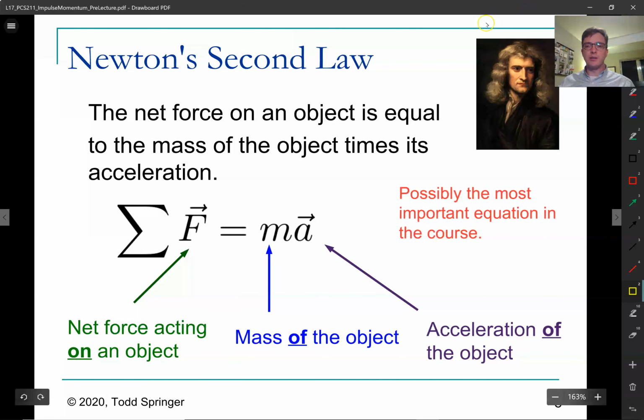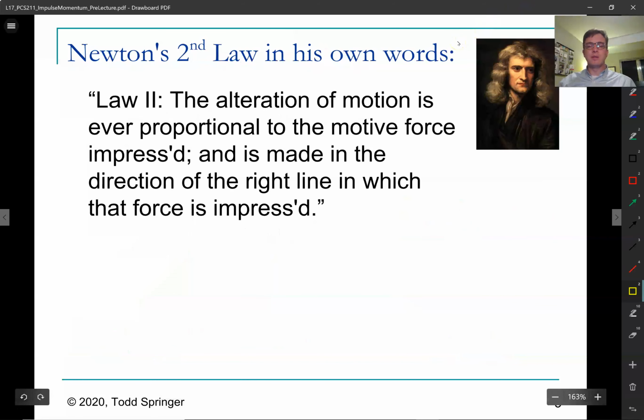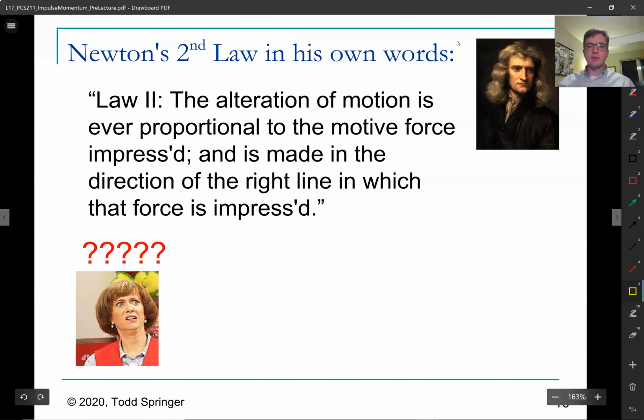If you actually read Newton's works that he actually wrote, which I would not recommend, he says, here's law 2: The alteration of motion is ever proportional to the motive force impressed and made in the direction of the right line in which that force is impressed, which is hard to understand, right? I mean, this was several hundred years ago. So to us, that doesn't make a lot of sense.